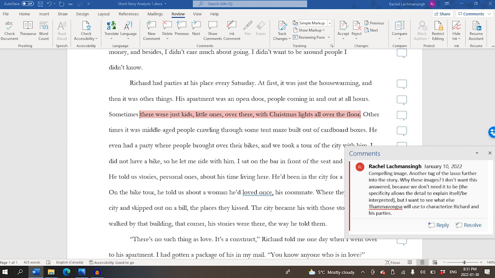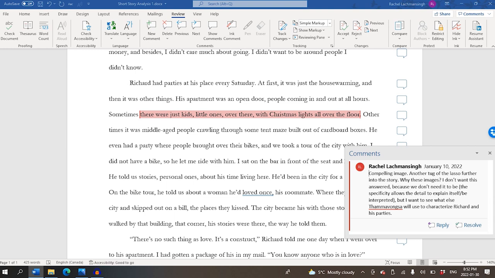But I do want to see what else Thammavongsa will use to characterize Richard and his parties. So we're already seeing Christmas lights. It's already giving a sort of vibe to his parties. I kind of want to see more about his parties. It's making me interested. Something I didn't note in the comment was that the phrasing of this sentence is fantastic.